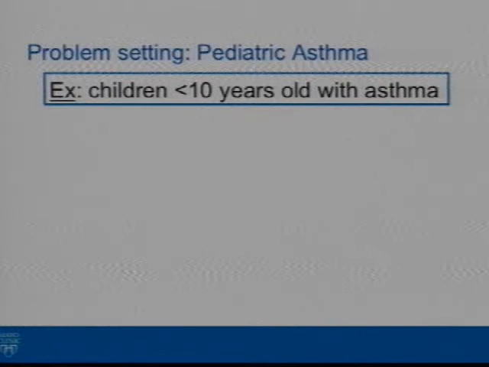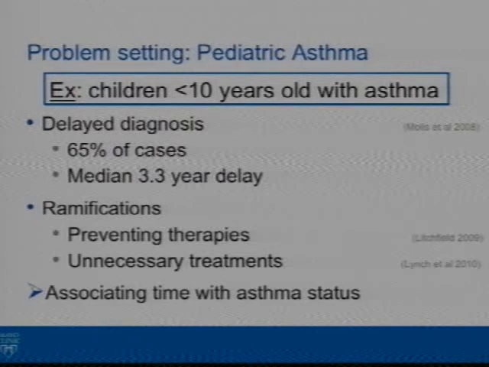Okay, so let's look again at that setting of pediatric asthma that we started out with. I think my data set's not exactly less than 10 years, but it is children who have asthma. Now this is a problem from a clinical perspective because there's delayed diagnosis in 65% of cases, with a 3.3 year median delay, according to one study.